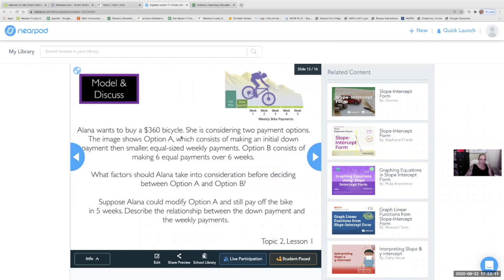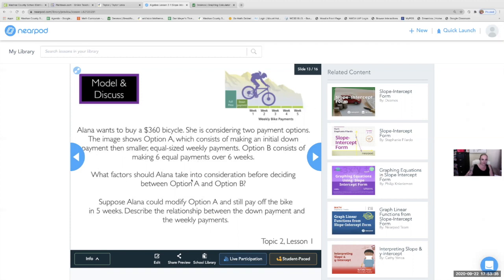Alana wants to buy a $360 bicycle. She's considering two payment options. The image shows option A, so she puts a full price, this is the full price. She gives a down payment and then she makes even payments after that. Okay, so then option B is making just 6 equal payments over 6 weeks.